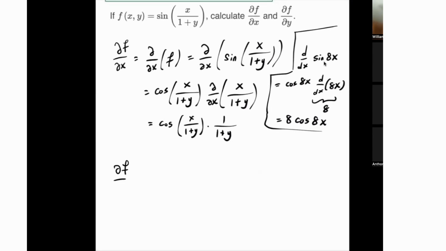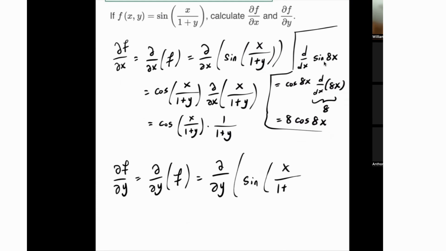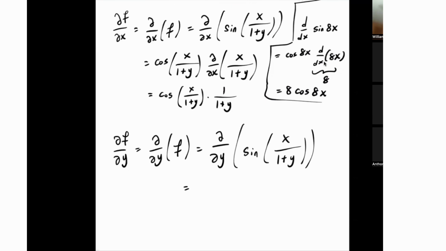Similarly, d by dy. So here I'm applying a sort of operator d by dy to the function f. D by dy applied to sine x over 1 plus y. And again, the first thing I can do is differentiate sine. Derivative of sine is cosine.